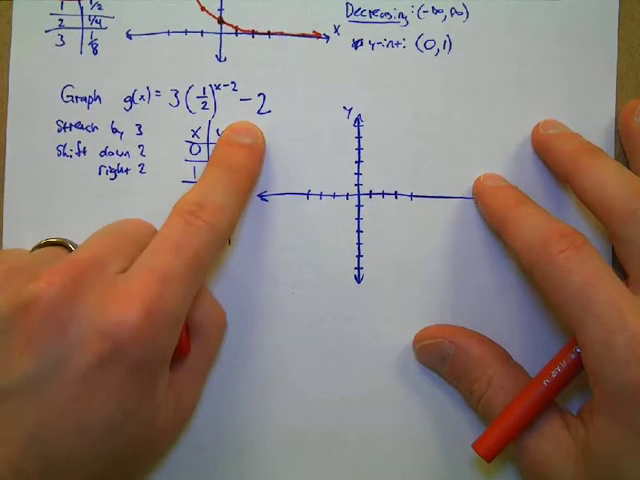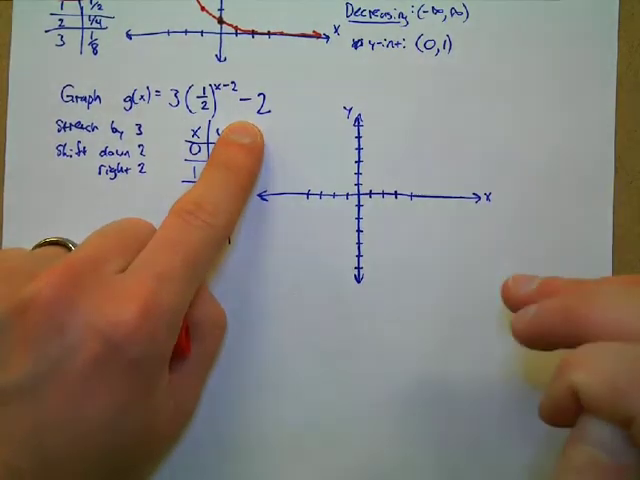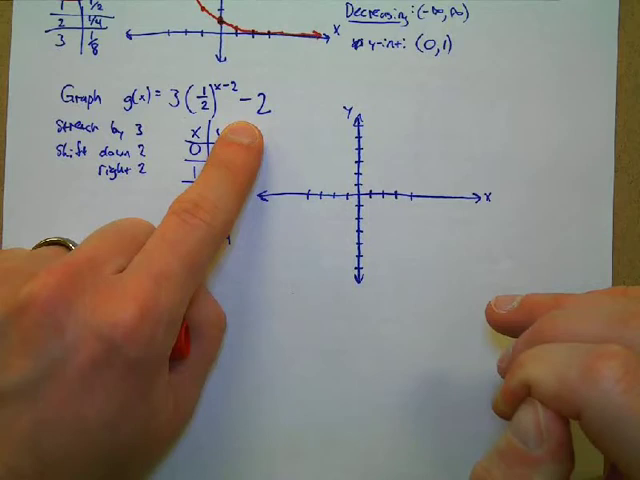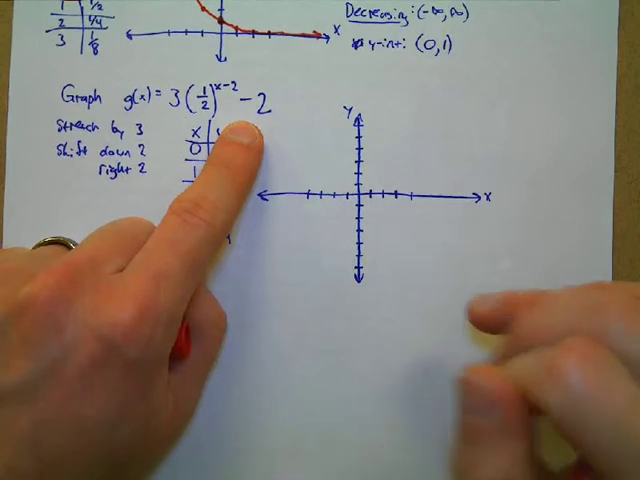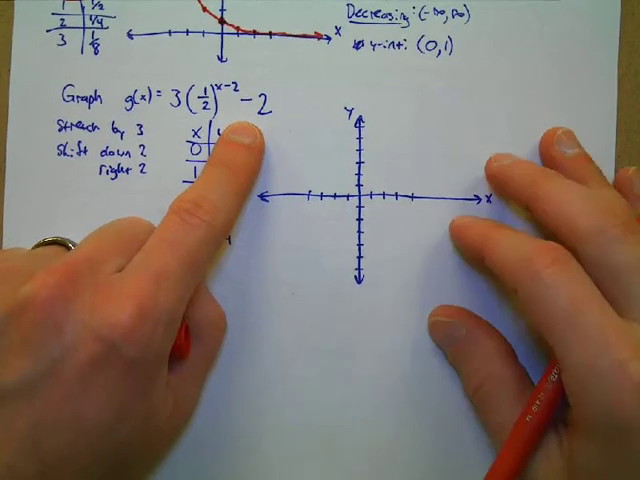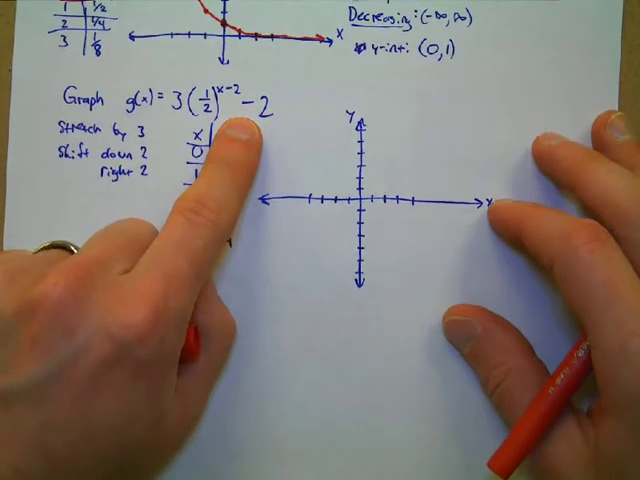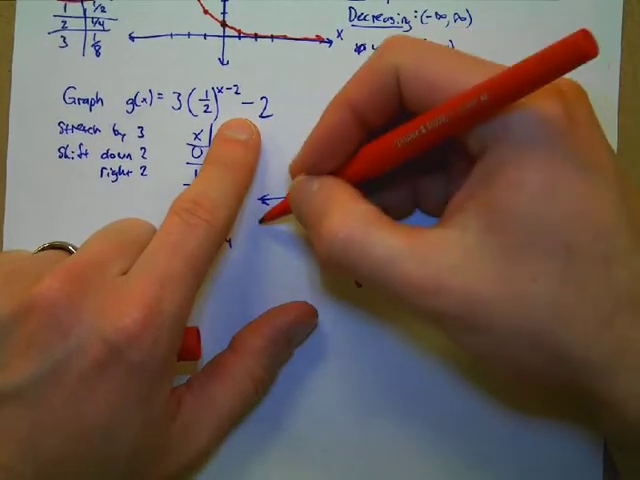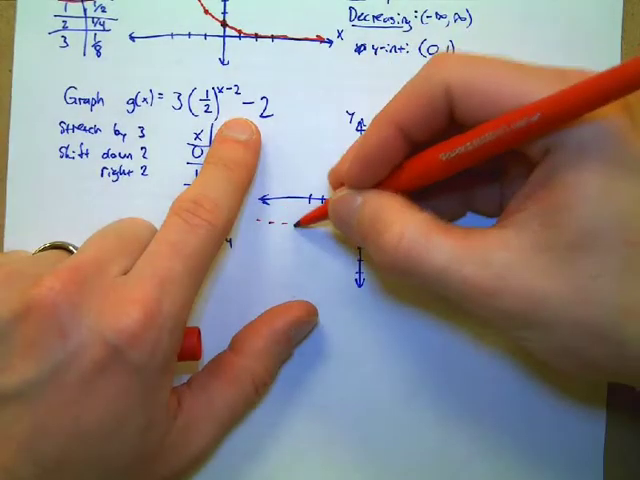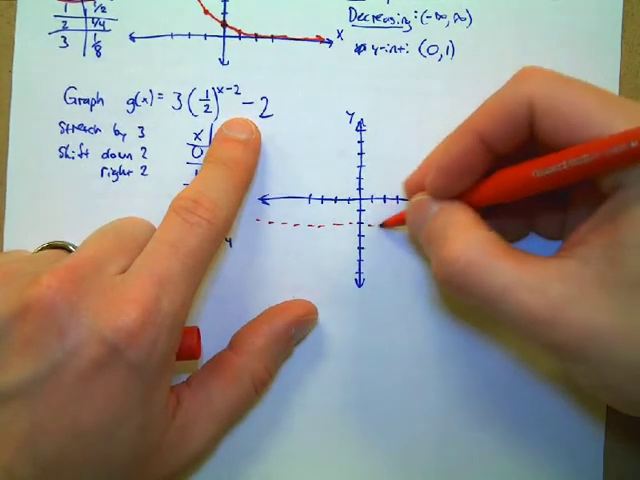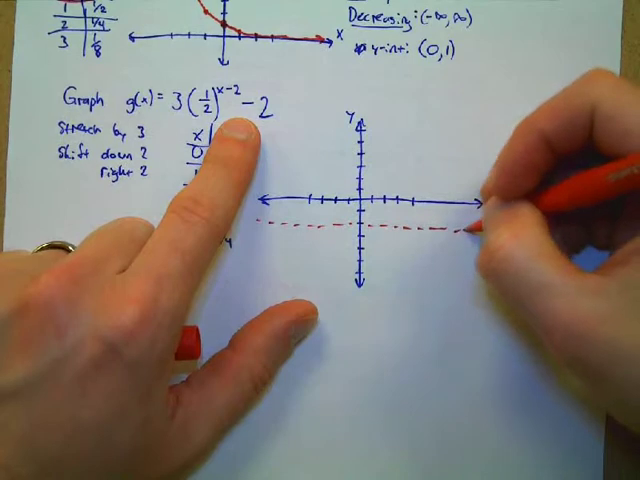For our purposes, though, we're shifted down 2. So where's our horizontal asymptote going to be now? Where's the horizontal asymptote going to be now? If we start at 0 and we shift down 2, where will the horizontal asymptote be? Negative 2. Okay, there's our horizontal asymptote there.